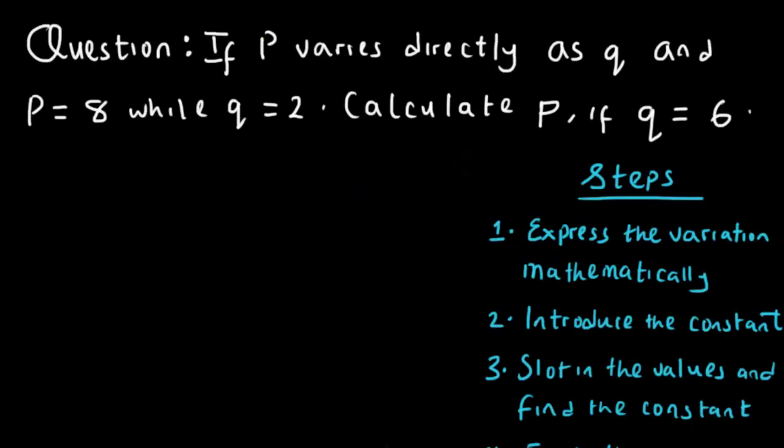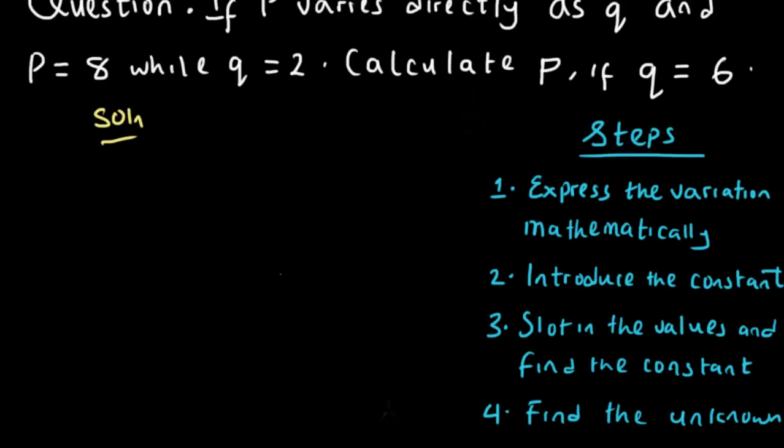If P varies directly as Q, and P equals 8, while Q equals 2, calculate P if Q equals 6. Now, on the right hand side here, I have steps you need to take to be able to solve this question. Number 1 is express the variation mathematically. Number 2, introduce the constant. Number 3, slot in the values and find the constant. Number 4, find the unknown. Now we are going to go through these steps together to be able to solve this question.